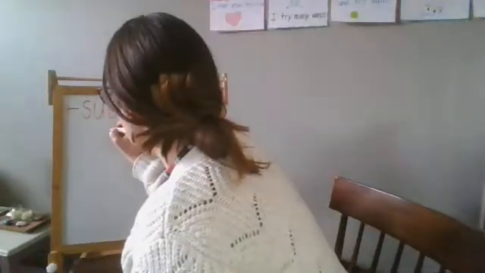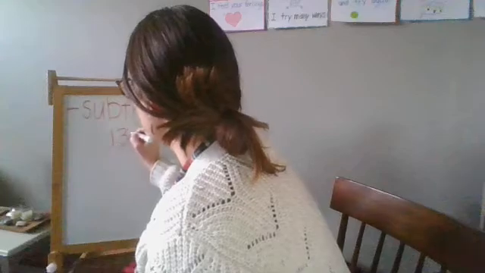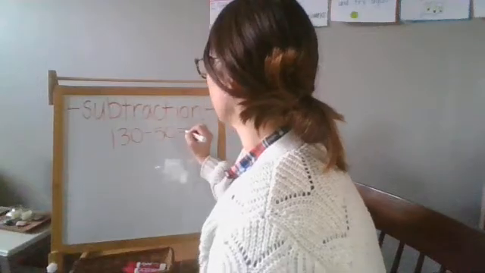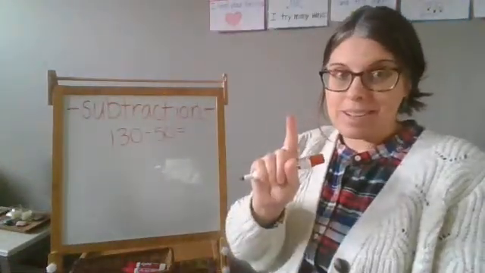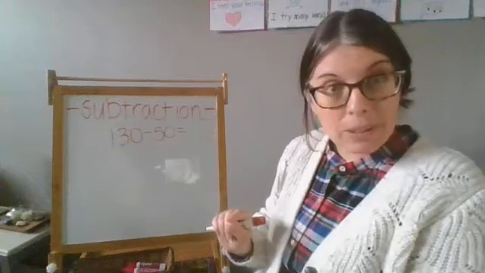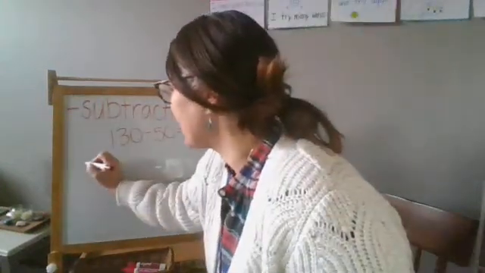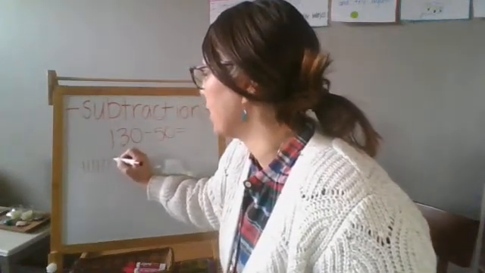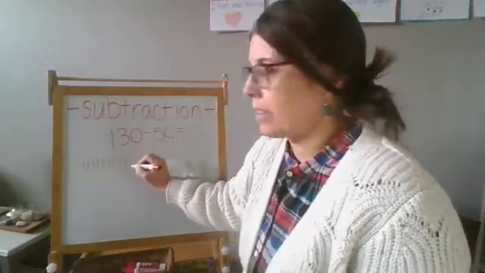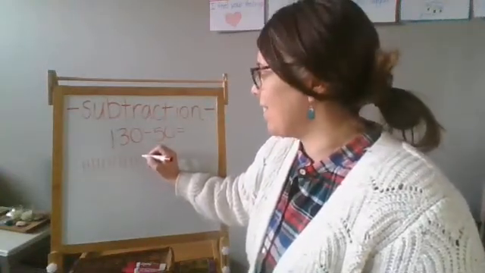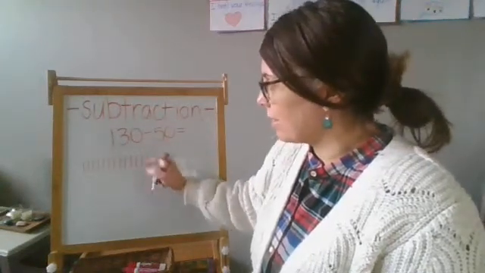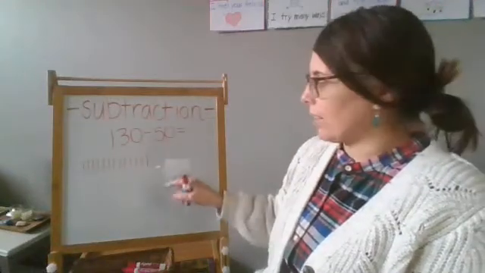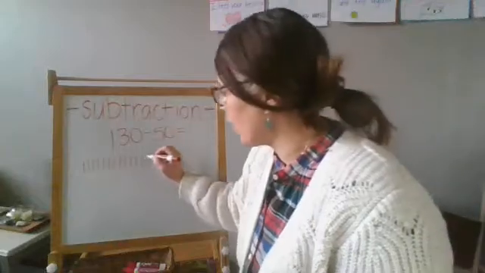Okay, so let's do 130 minus 50 and see what we get. Remember step 1? Okay, if you want to get out a whiteboard and do it along, you can. 130. So let's count. 10, 20, 30, 40, 50, 60, 70, 80, 90, 100, 110, 120, 130. Stop. Take away how many? 50. So what do we do? Yeah, X those off.